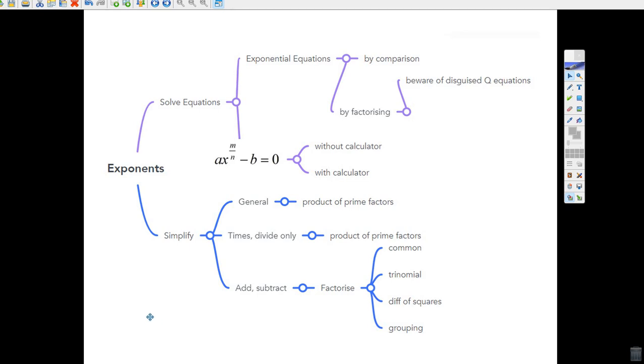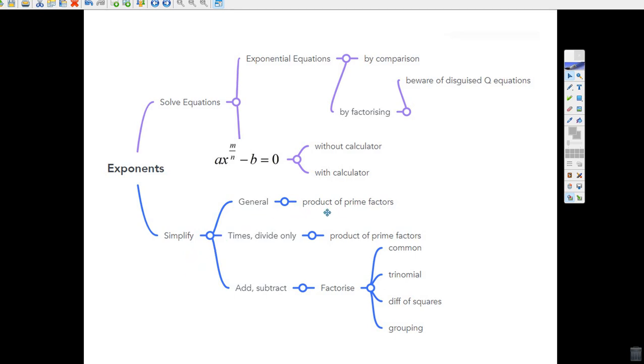Okay, this is an exponents mind map. We're going to have some very good mixed exponent questions after this, that are examples of just about all that's talked about here. Now, you can use exponents to simplify questions, just general ones.